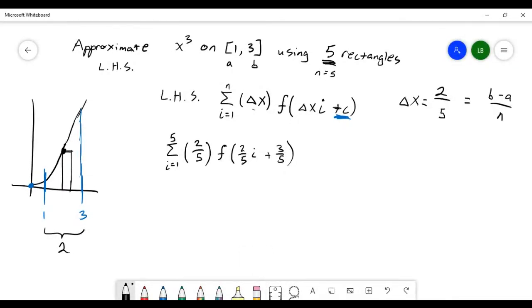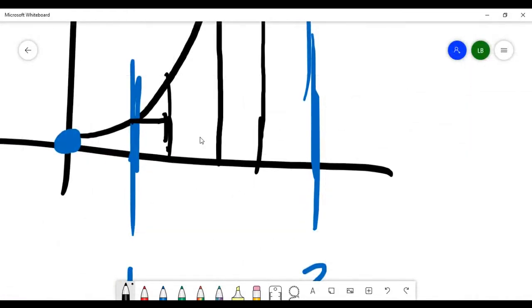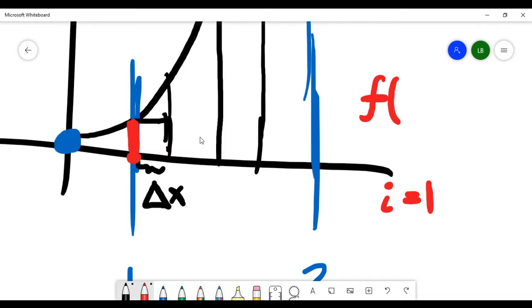I'm basically looking for just where my first rectangle should be. If this is my very first rectangle right here, sorry, let me zoom in on that for you. We already know its width. This is delta x. Here I'm so zoomed in, it's hard to write. That is delta x, but then we need to know its height, and that can be this little red portion right there. That's our function value at some point. But given our summation, this should be our very first rectangle, or in other words, i should be equal to 1. Are you following so far?